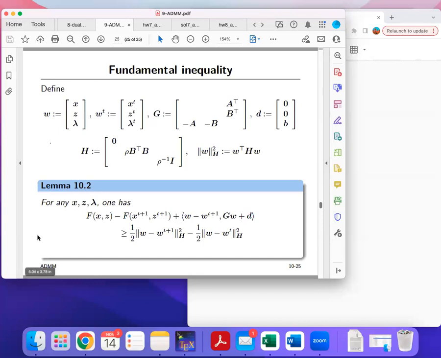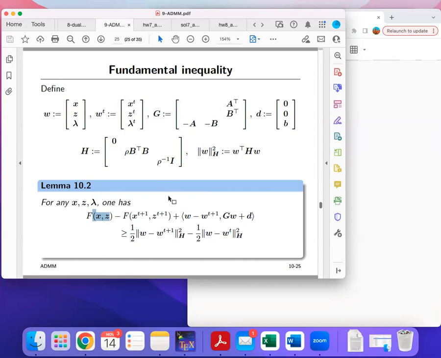And then this is one of the key results. This result characterizes the difference between the objective function values at an arbitrary point x, z and the t plus 1's iteration. Okay. So this inequality holds for any x, z, lambda. So you can set x, z to be the minimizer. Then this will give you a bound on the optimality gap.